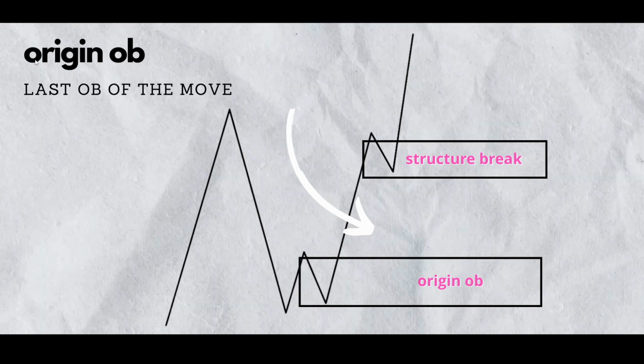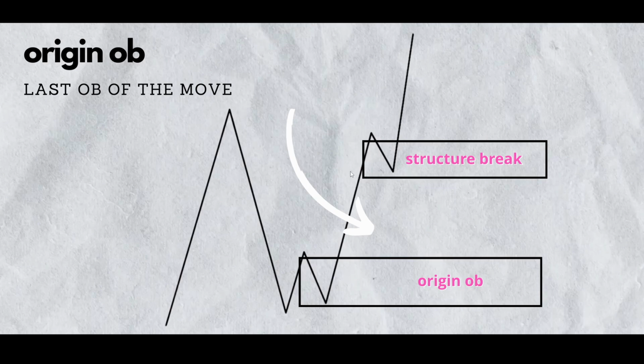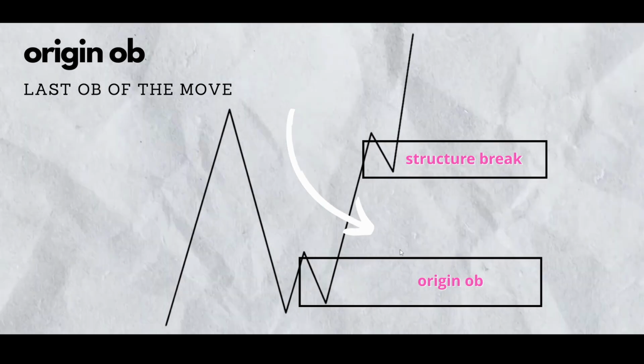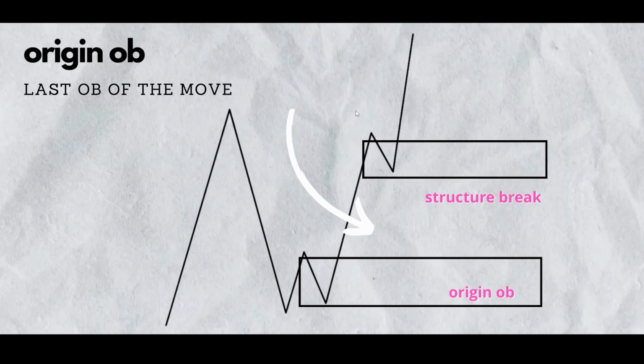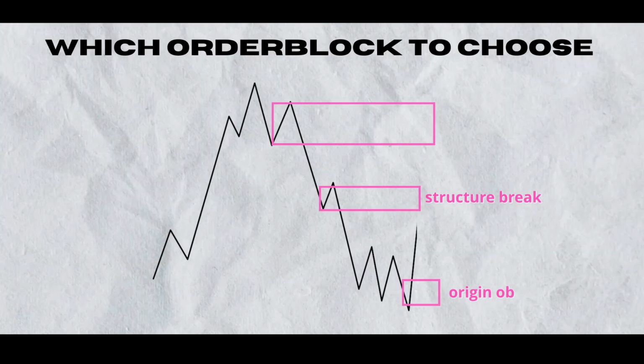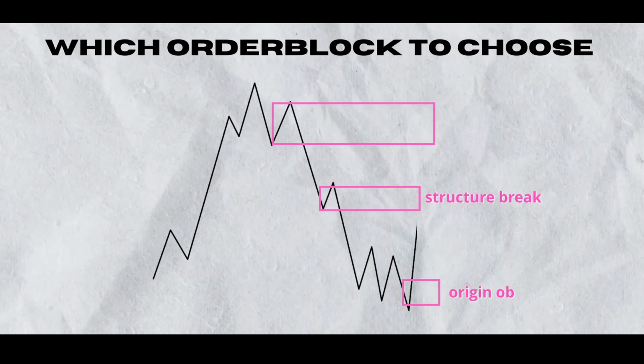And the second order block is the origin order block, which is the last order block of the move. As we can see, this is the last order block of the move, the origin where the actual move started to go up. If the market is going to the upside, then the origin order block will be at a higher low, and if the market is going to the downside, then it will be present at a lower high.